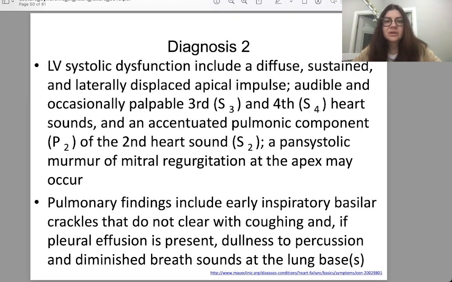Left ventricle systolic dysfunction includes a diffuse, sustained, and laterally displaced apical impulse, audible and occasionally palpable third and fourth heart sounds, and an accentuated pulmonic component, P2, of the second heart sound, S2. A pansystolic murmur of mitral regurgitation at the apex may occur. Pulmonary findings include early inspiratory basilar crackles that do not clear with coughing, and if pleural effusion is present, dullness, diminished breath sounds at the lung bases.